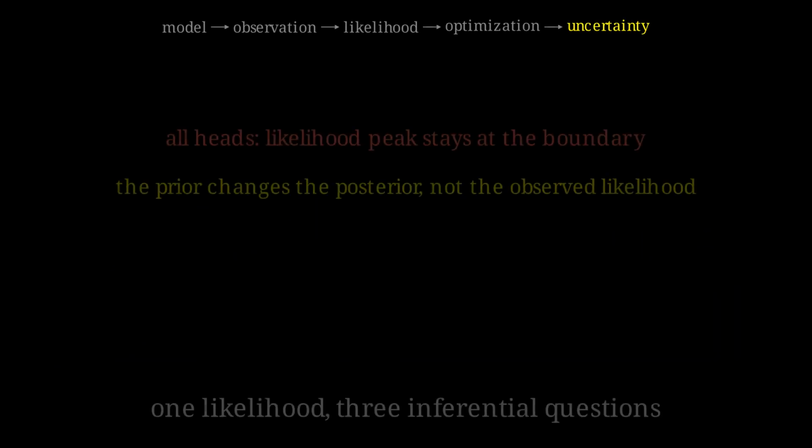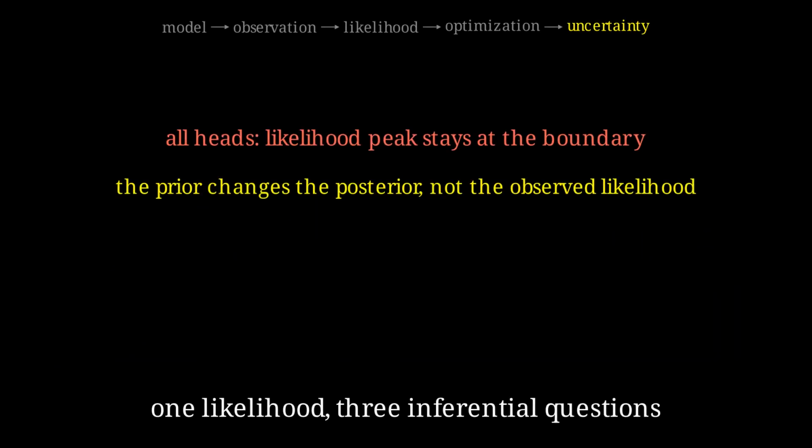The prior changes the posterior, not the observed likelihood. It contributes assumptions and information from outside these flips. One likelihood can support direct evidence, a repeated estimator, or a posterior update. The mathematics overlaps. The claims do not.